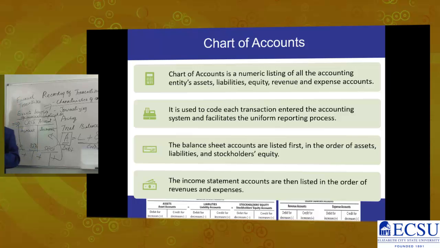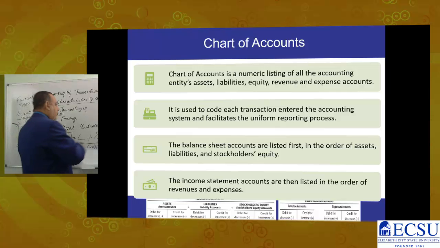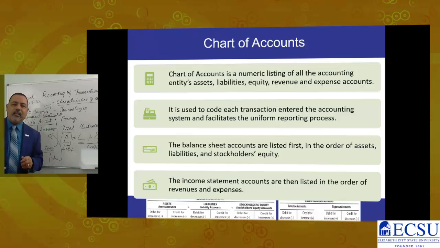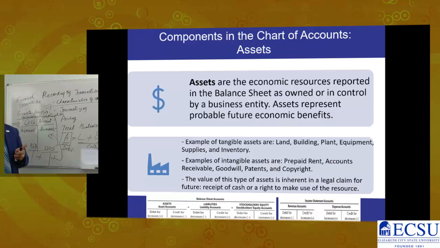information. So the balance sheet accounts are listed first. So now, as you can see, these are the three balance sheet accounts: asset, liability, and equity. And then next, the income statement accounts are listed in order of revenue and expenses. So that is how we will be organizing our chart of account. Now, what are assets? Because we studied that in the first chapter, let's just revisit them.